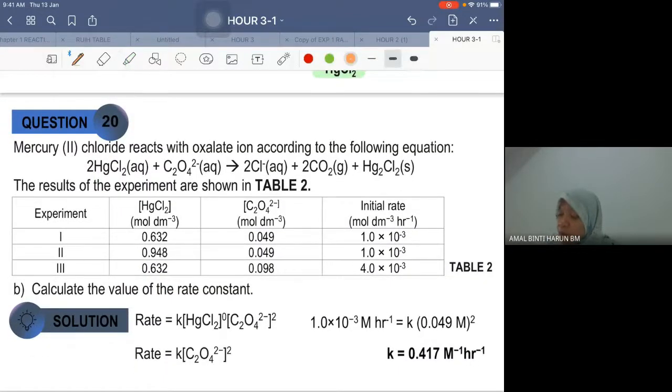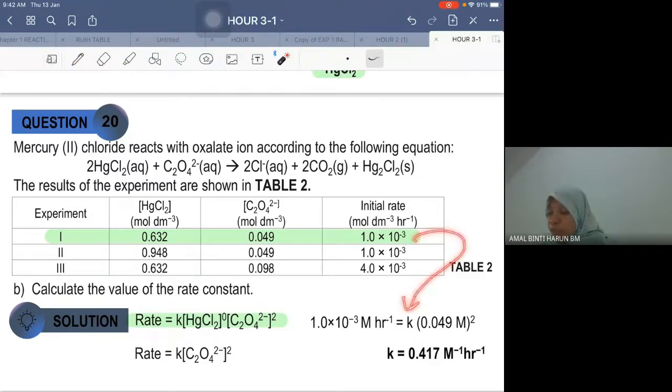Okay. Sekarang bila kita dapat rate law, kita dah tahu order, kita tulis balik rate law. And then soalan minta calculate the value of the rate constant. Silver chloride 0. So you pilih, you nak cari K kan. Pilih mana-mana eksperimen. Macam ni dia pakai data eksperimen 1. Dia substitute. So kalau you nak pakai eksperimen 3, tak ada masalah. Masukkan je lah rate dia, concentration oxalate square. You akan dapat value yang sama.